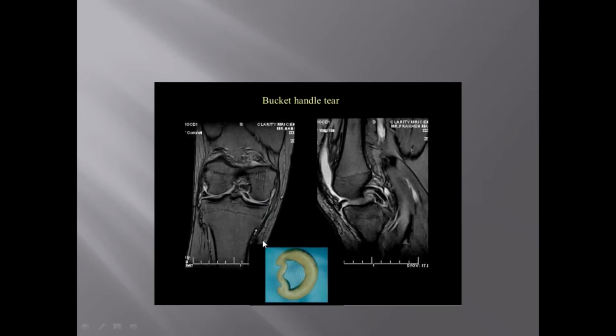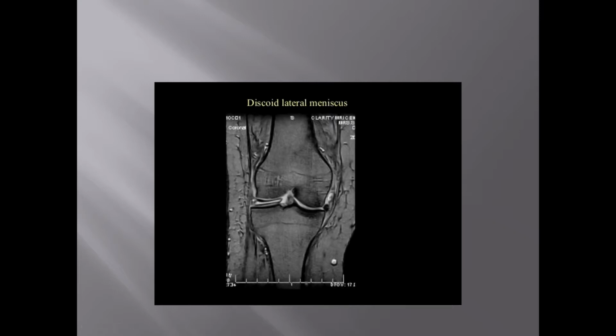There is a tear called a bucket handle tear. In that case, the inner part of the meniscus is torn and displaced medially. So, this is the displaced part of the meniscus. It shows as a low signal area close to the intercondylar notch, and on the sagittal sequence it appears as a low signal area next to the posterior cruciate ligament. This is an example of a tear in the discoid meniscus.